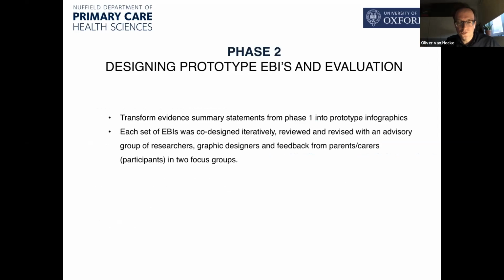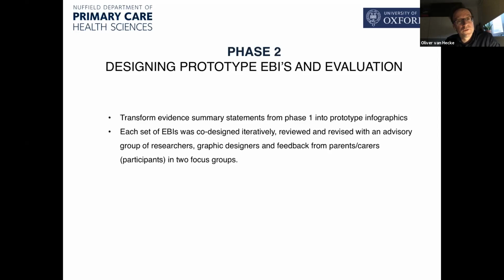And so then in phase 2, as I said, we co-developed a series of these prototype evidence-based infographics together with graphic designers and parents. Each set of these EBIs was co-designed in an iterative process, reviewed and then revised again by an advisory group of researchers, graphic designers, and also feedback from parents or carers of young children. And we used this process as two focus groups.